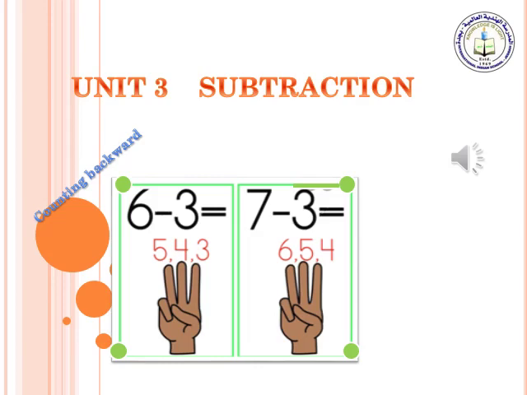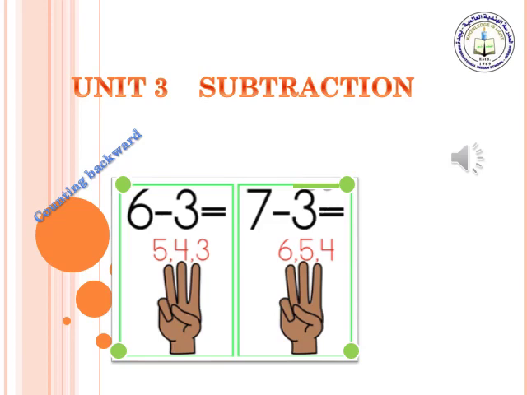6 minus 3. How can you subtract 3 from 6? First, keep 3 in your fingers and count backward of 6. 5, 4, 3. So 6 minus 3 is 3.